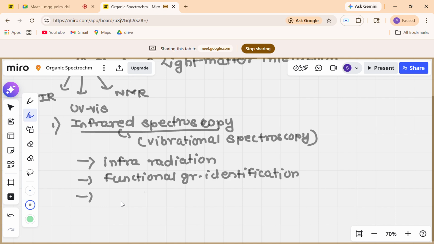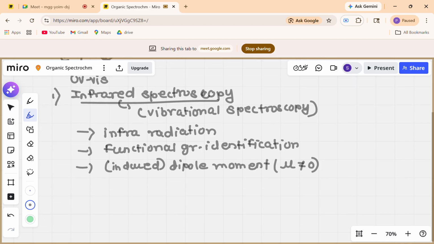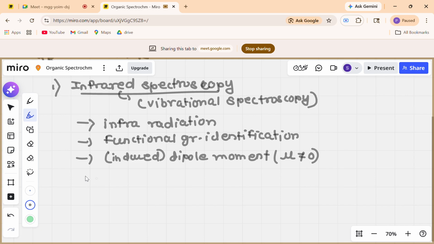And the basic criterion for a molecule to show the given spectroscopy, that is IR, is that there should be a dipole moment, either induced or permanent dipole moment, in your molecule. Then only your molecule can show IR. It can be IR active. Okay. So when we are talking about the dipole moment of the molecule, for example, let us consider a molecule like HCl or H2O.